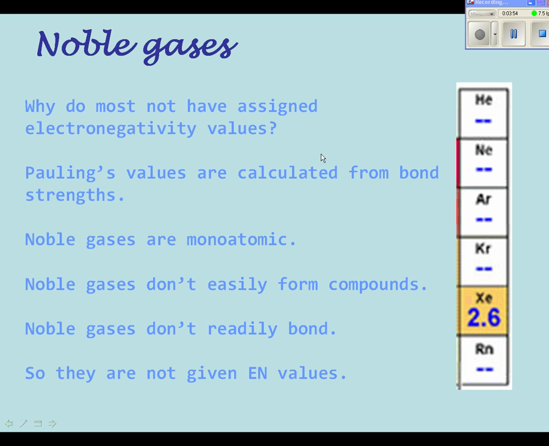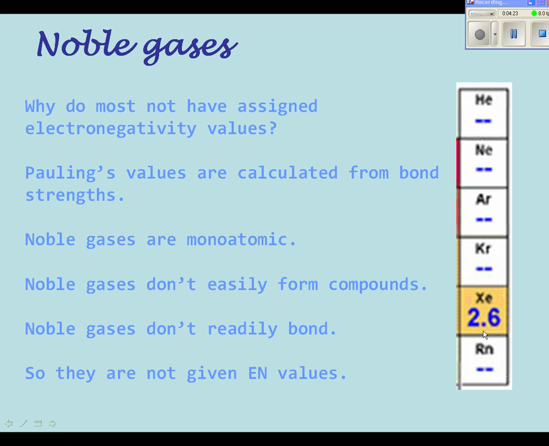Now the noble gases, they're not assigned values because, if you will remember from the first slide, Pauling's values were calculated from bond strengths or bond dissociation energies. And since these noble gases are monoatomic, single-atomed molecules, and since they don't easily form compounds and don't readily bond, it's very difficult to calculate electronegativity values for these elements. And so they're not given electronegativity values.